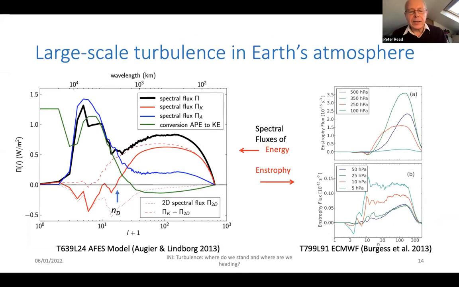So Augier and Lindborg, in fact, analyzed data from two different models. The main model that they're looking at here is a very high resolution Japanese model for the Earth Simulator. So it's a triangular truncation up to wave number 639, for various technical reasons. And what we show are the various terms here that actually show how the cascades of energy and entropy were actually working in these models.